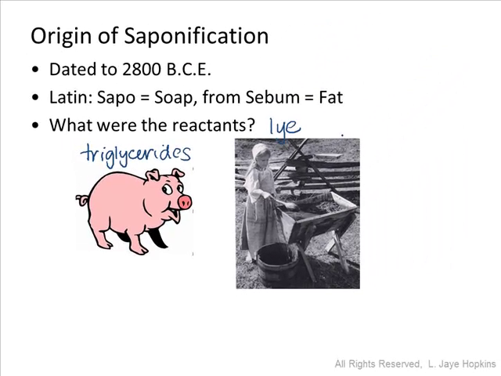So that's the historical perspective on saponification. But why does saponification create soap? I mean, yeah, this happened, but why is it any good at getting things clean?